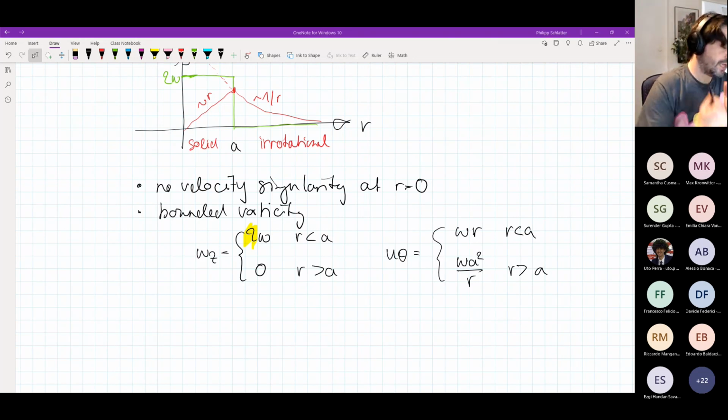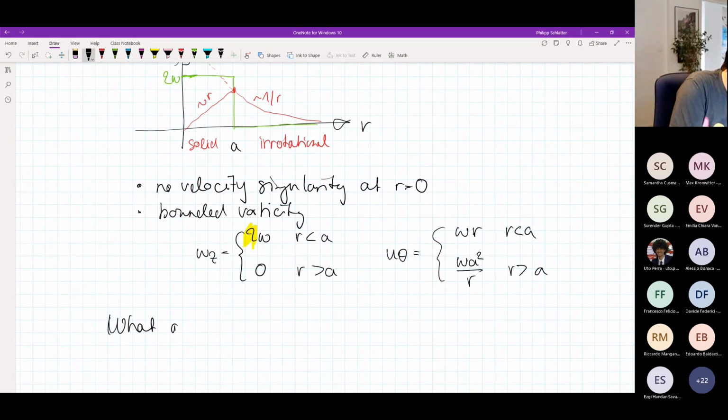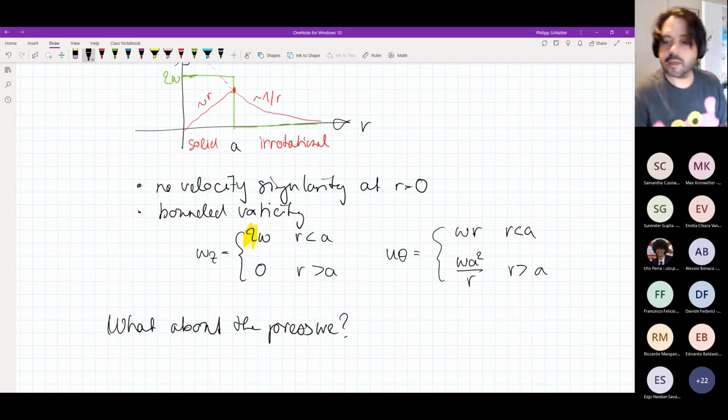So now we know how the velocity field and how the vorticity field look in a vortex, or in a Rankine vortex in particular. There's one quantity we have actually not talked about. What about the pressure in a vortex? How is the pressure?